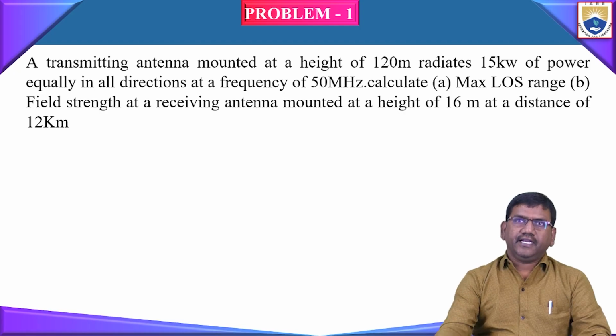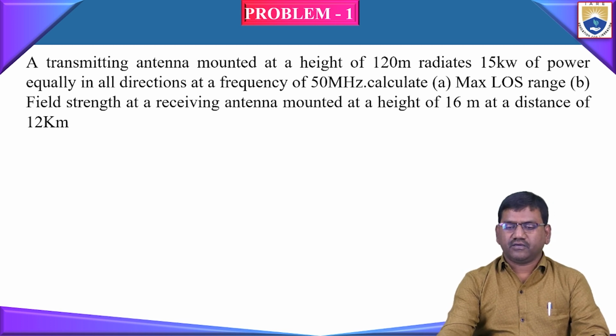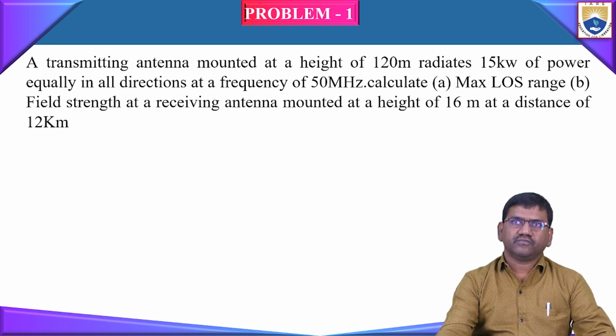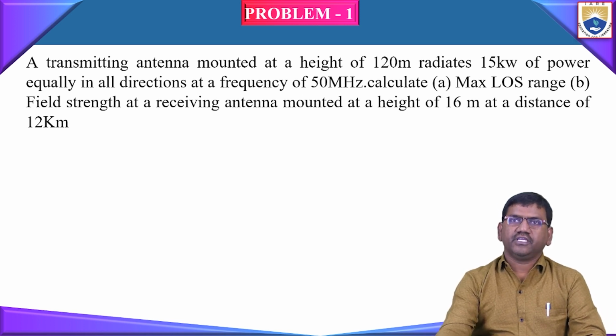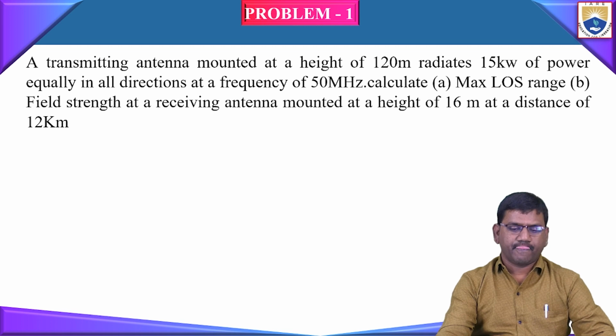A transmitting antenna mounted at a height of 120 meters radiates 15 kilowatts of power equally in all directions at a frequency of 50 megahertz. Calculate the maximum LOS range, and second, the field strength at a receiving antenna mounted at a height of 16 meters at a distance of 12 kilometers.